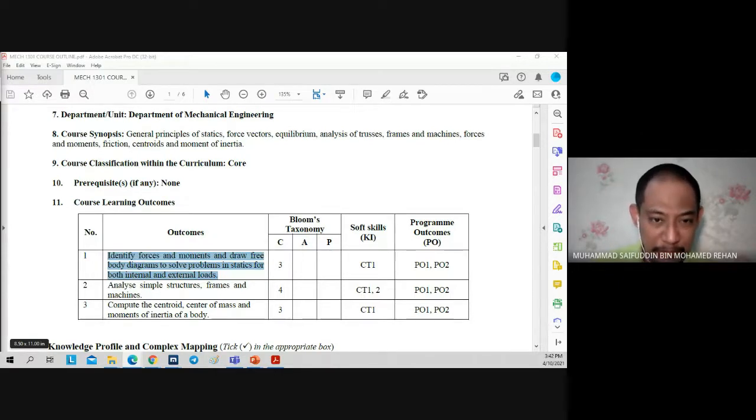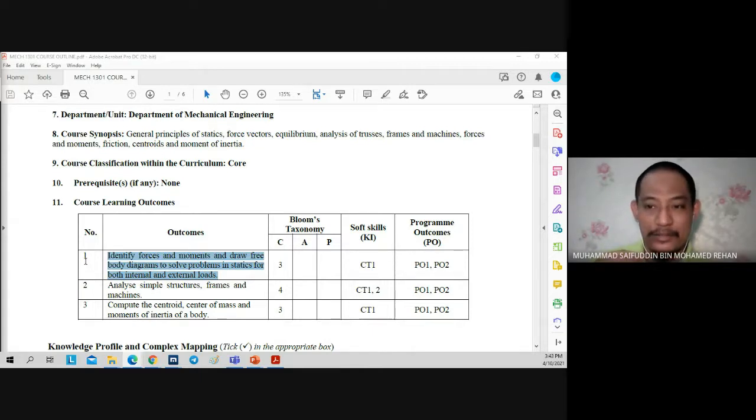So several key points there, or keywords. One is identify forces and moments. So you should be able to identify forces and moments, as well as you should be able to draw the free body diagram, right? So yes, here, right? Because I want to emphasize this from the beginning, because drawing the free body diagram itself is part of the learning outcome.